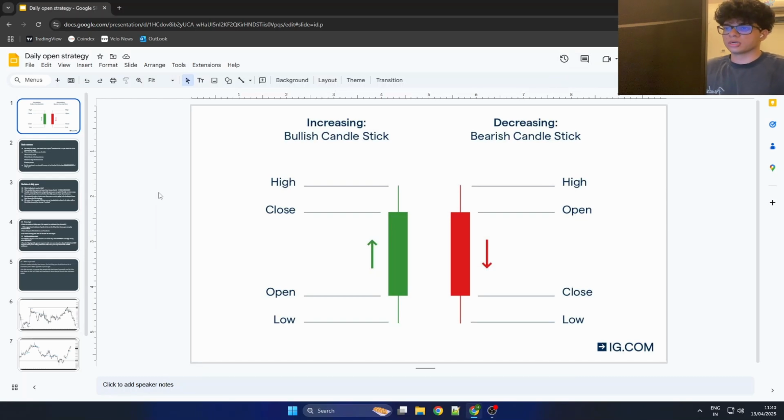First of all, I'm going to show you guys what candles basically are. I'll just give you a refresher. I'm sure you guys must already know.